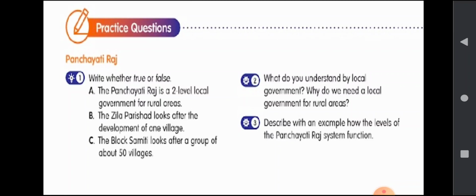In the second question, what do you understand by local government? You need to write this. And why do we need a local government for rural areas? We discussed that in a nice way. After that, if you have any doubt, you can ask me in the comment section. Third question is: describe with an example how the levels of the Panchayati Raj system function. Here you are going to define their levels in the Panchayati Raj system, and you can define it by using your diagram also.